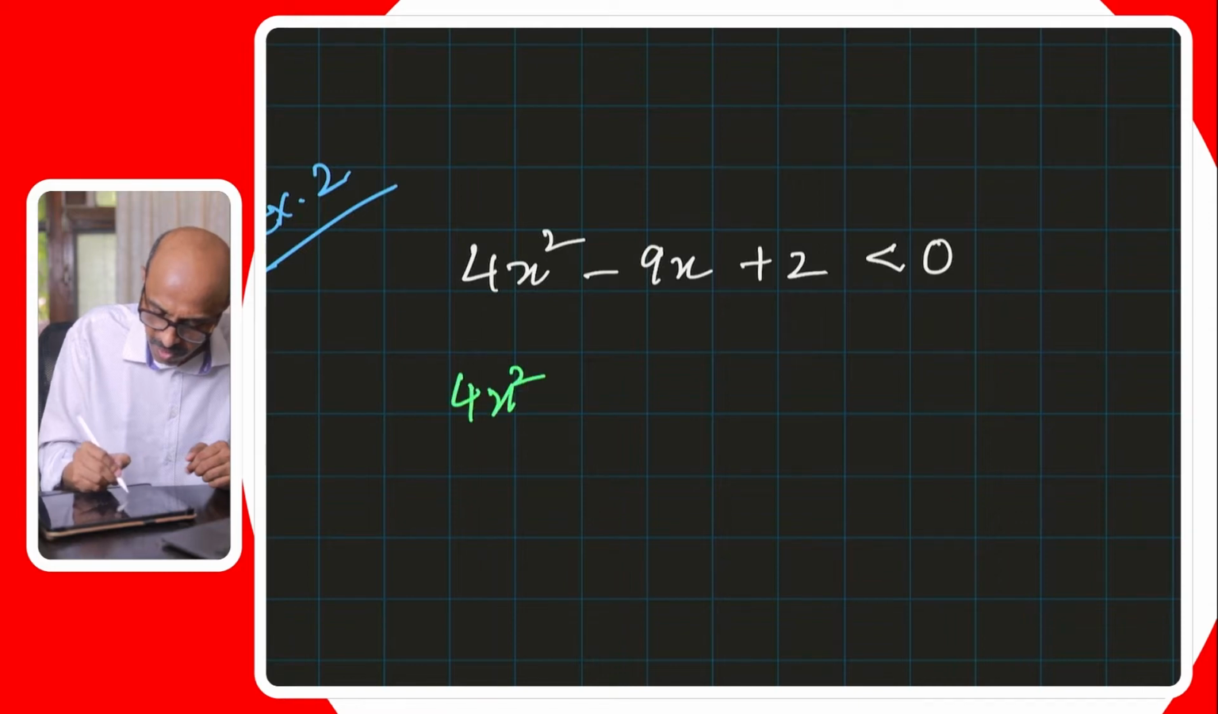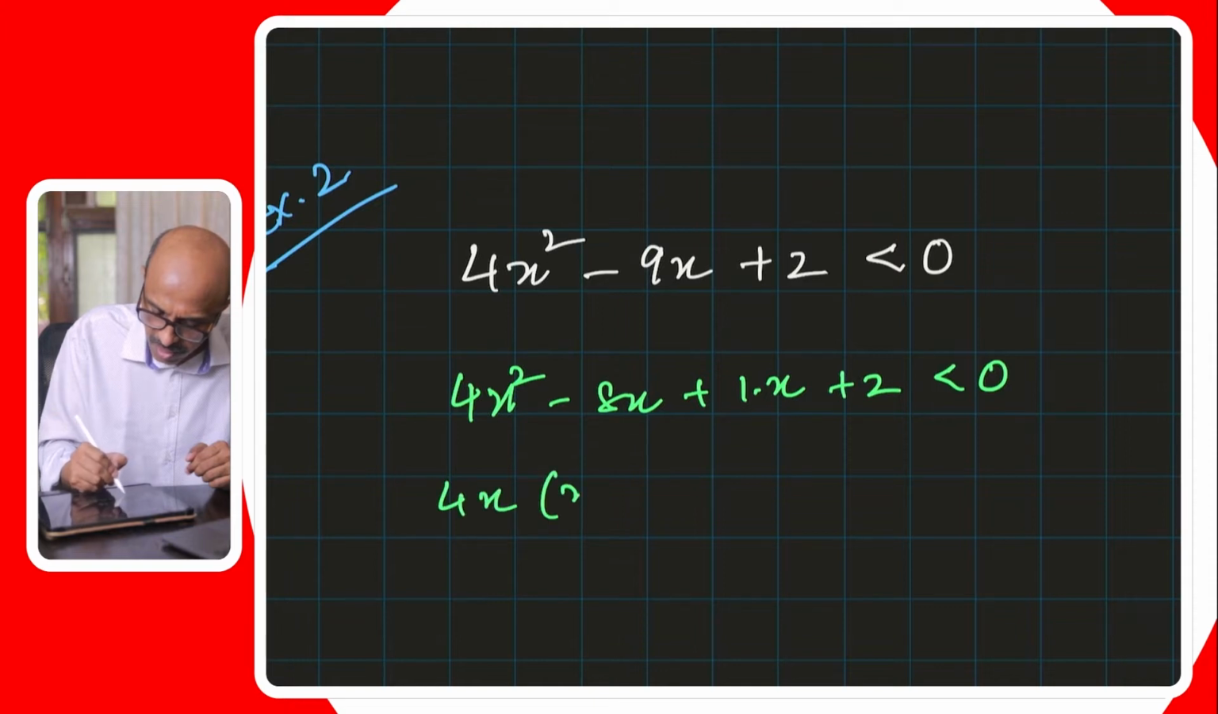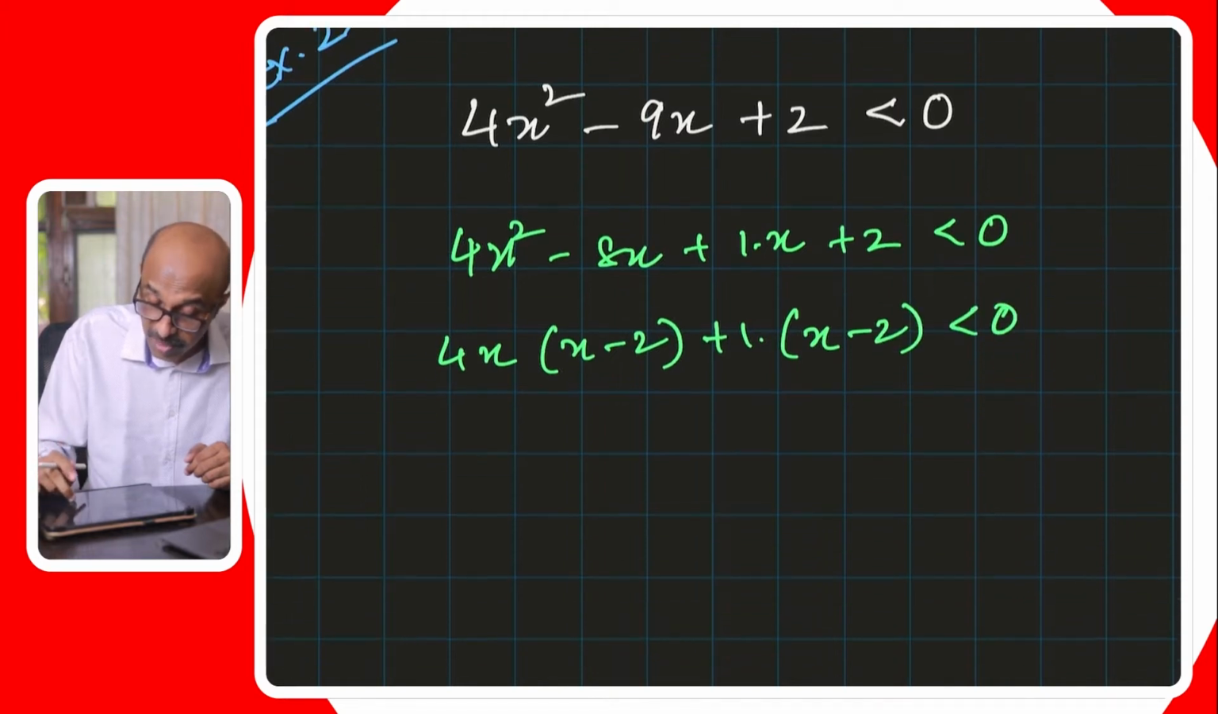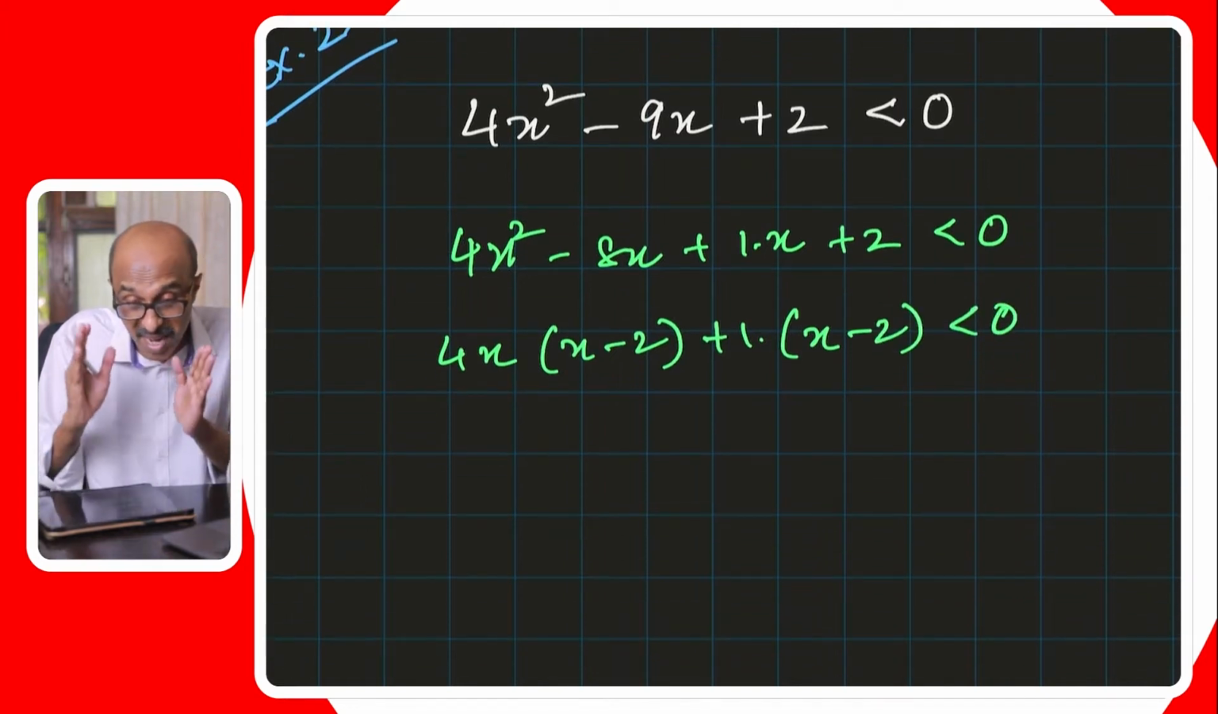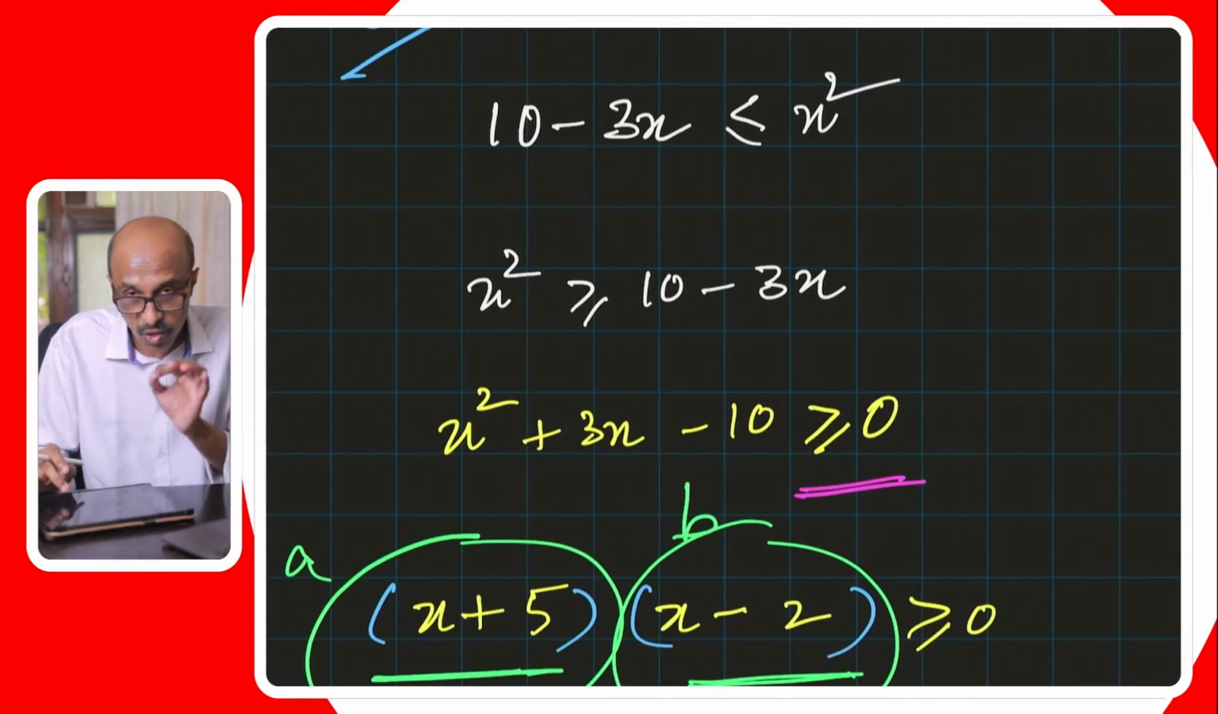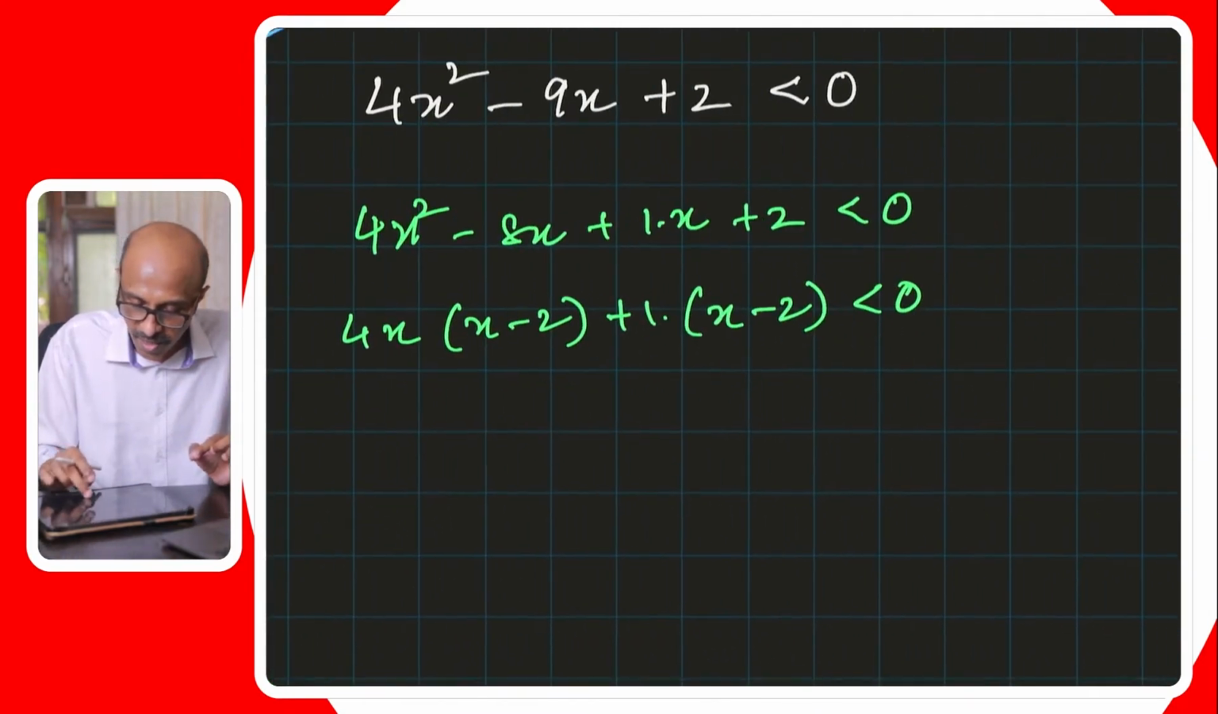This is 4x squared minus 8x plus 1x plus 2 is less than 0, and that should be 4x times (x minus 2) plus 1 times (x minus 2) is less than 0. Okay, this time it's strictly less than 0, so we maintain that inequality. In the earlier example, we had greater than or equal to, okay? So maintain that kind of inequality.